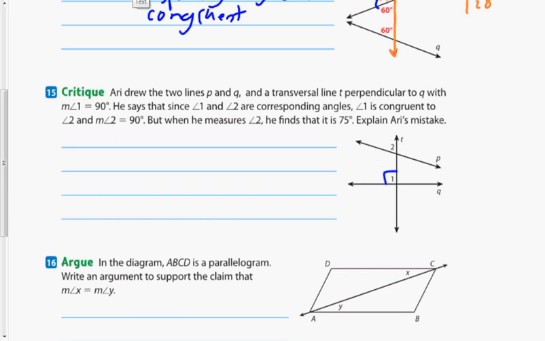Right? I don't think it is. But when he measures it, he finds it's 75 degrees. So what was his mistake? Did he find his mistake?